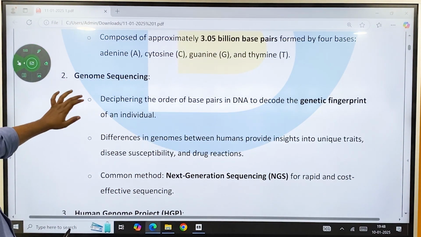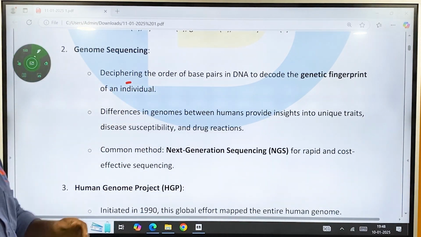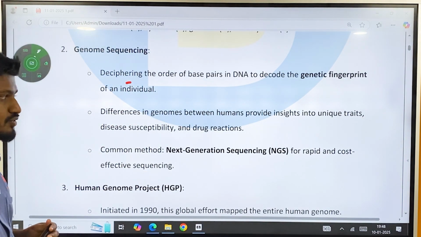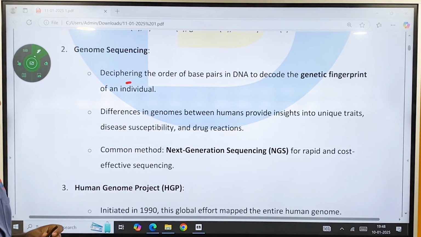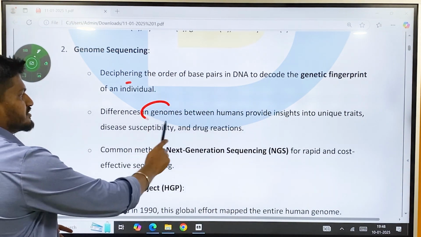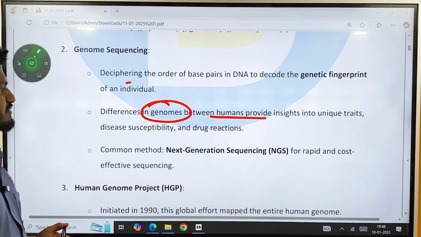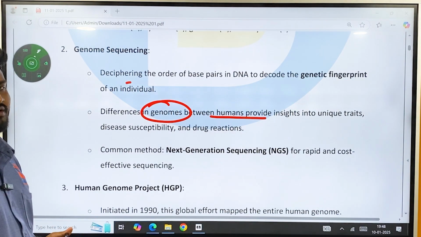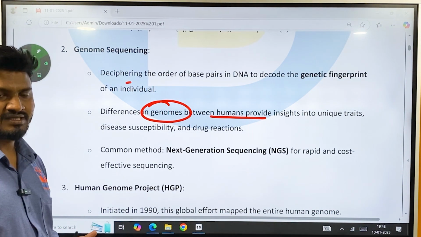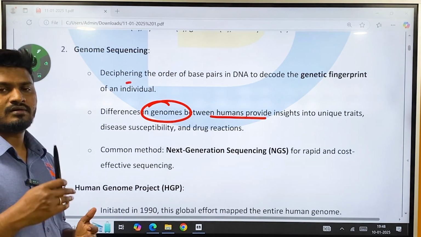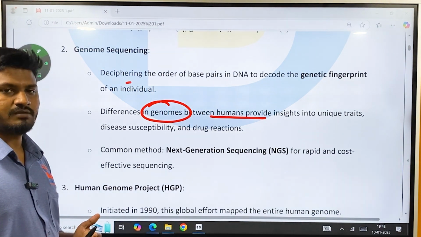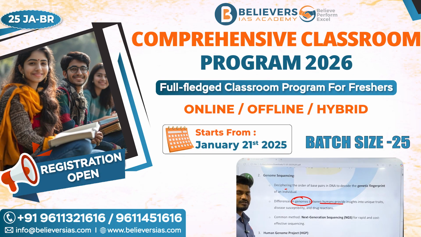Deciphering the order of base pairs in DNA to decode the genetic footprint of an individual is called as genome sequencing. The differences in genomes between humans provide insights into unique traits, disease susceptibility, and drug reactions. We can see that between human beings, a person is tall, a person is short, a person is brown, a person is fair, a person is yellowish in color, a person is black in color, and other things vary. As the person is varying, his genome sequencing is also varying.